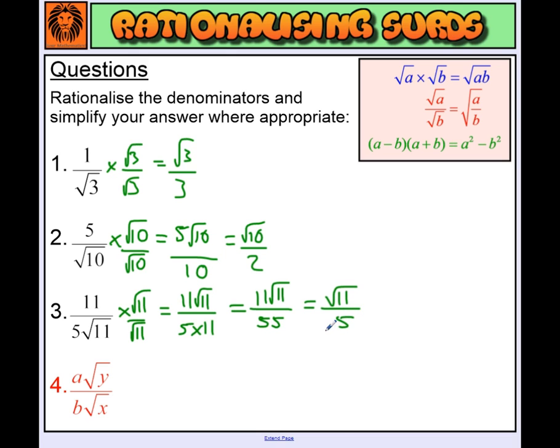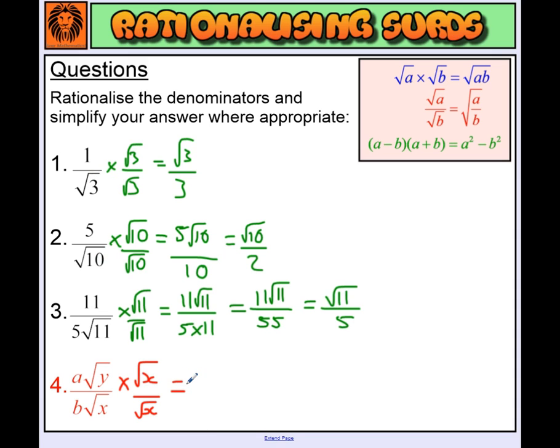We can take out a factor of 11, which we can see here, and this will give us root 11 over 5. Now, with the challenge question, you can see that we have root x. We're going to need to multiply the numerator and denominator by root x, just like in all the previous examples, where we had root 11, root 10, and root 3.